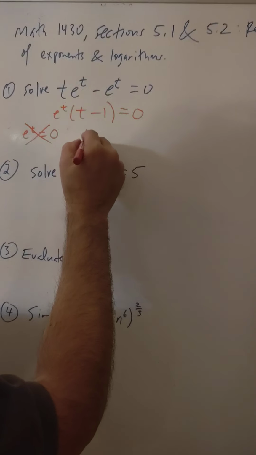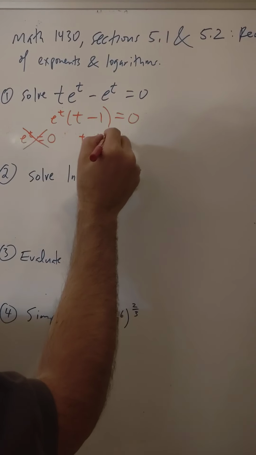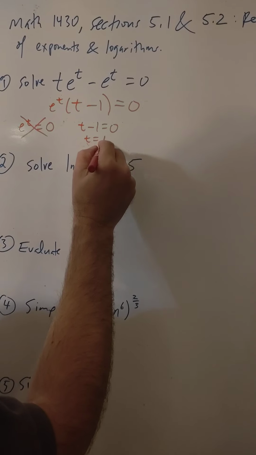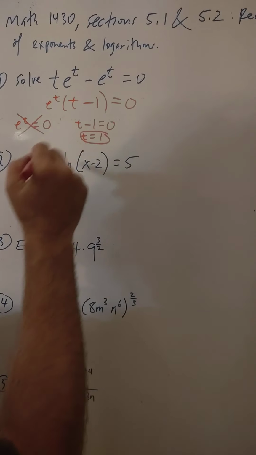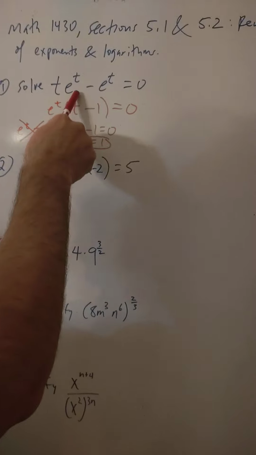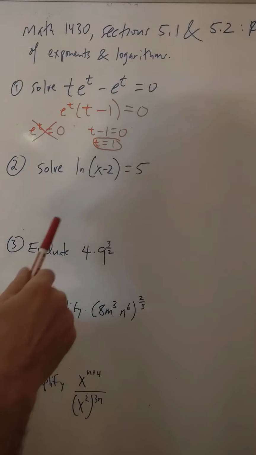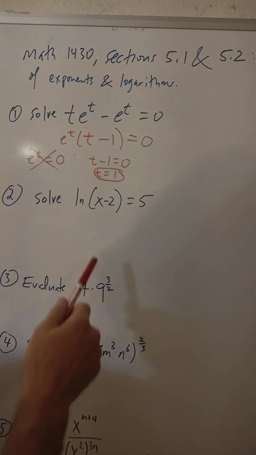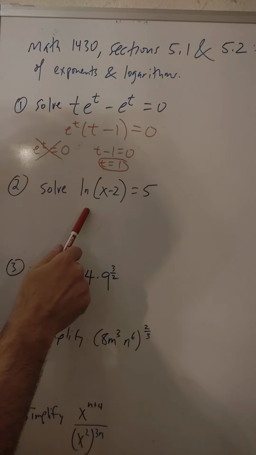And then what about the other factor? It looks like t equals, add 1 to both sides, you get t equals 1. So that is the answer. T equals 1 will make this equation true. In fact, what do you get? E minus e equals 0. Yeah, that's true. Okay, let's do this log equation.